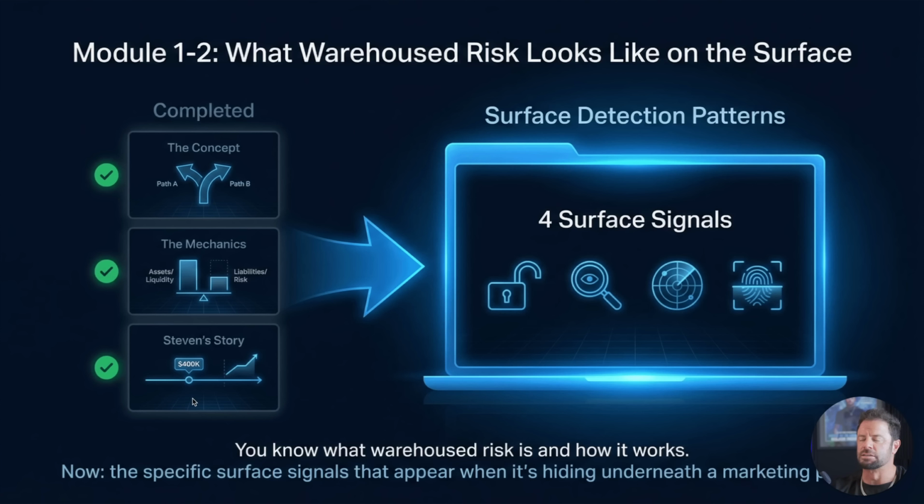There's a serious risk here, and I want to identify it, and that's what this section is going to be quickly about. Before going into detail, we're going to introduce the four surface signals. These are ones that you can see that are going to detect this warehousing of risk. Okay, so let's get right into it.